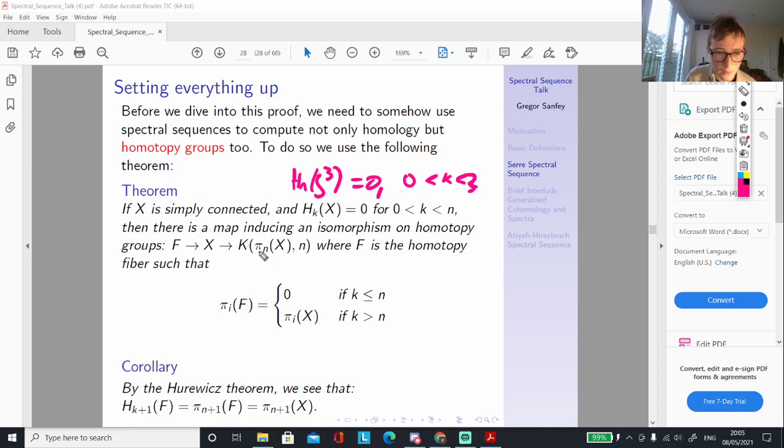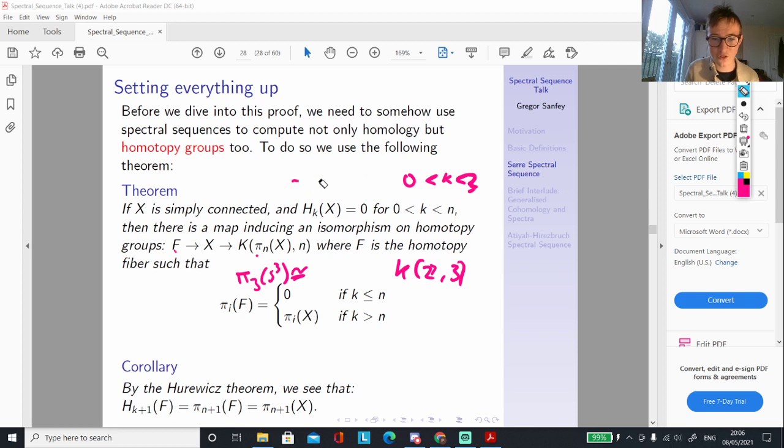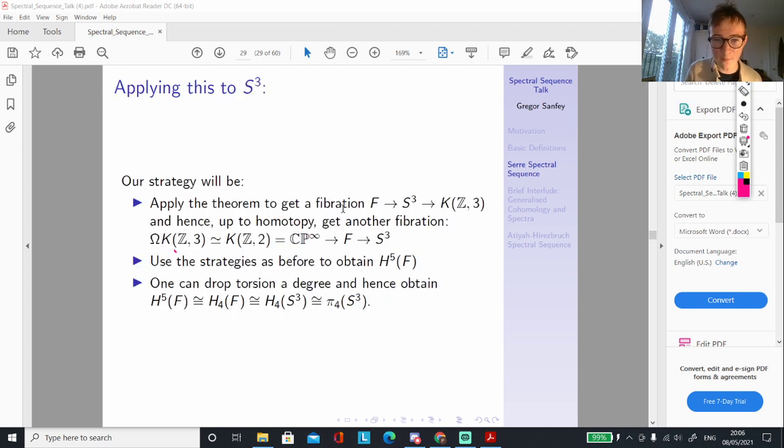So anyway, we get this fibration here, and the n here is going to be 3. Our X is going to be S^3. We know that the third homotopy group of the 3 sphere is isomorphic to the integers, and that 3 is equal to 3. So we're going to get K(Z,3), right? So that's where that's coming from. It's all from this theorem. This is just the setup. The actual juicy spectral sequence stuff is going to come in a second. And we get the homotopy fiber there, F.